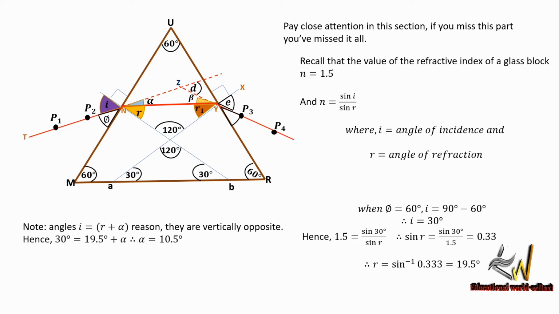Now, there is something important I want you to note. The angle of incidence i is equal to the sum of the angles r, which is the angle of refraction, plus alpha. Reason: they are vertically opposite angles. So we can now find alpha from that expression. We now have that 30 is equal to 19.5 degrees plus alpha. Hence alpha is equal to 10.5 degrees. Very important.